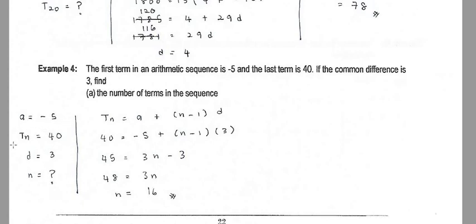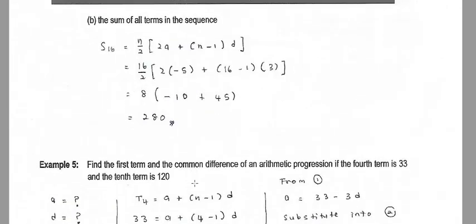So by using the information that we have, Tn equals 40, substitute into the term formula. We know that Tn is 40, A is negative 5, D is 3. So from there we can find n. We know that n equals 16. And then, by using the same information, we can find the sum of all terms in the sequence. So now we know that n equals 16. We can find S16 by using the sum formula. Substitute all relevant values, and then we get S16 equals 280.